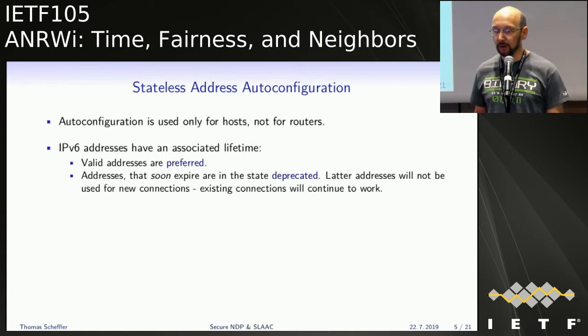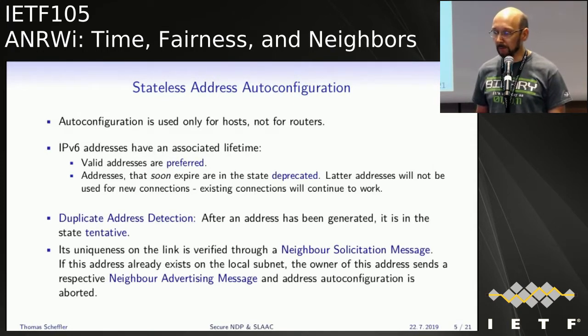So how does this actually work? IPv6 addresses now have something called a lifetime, which may surprise people: you have tentative addresses, preferred addresses, and expired addresses. When you generate a new address, you set it into the tentative state, and you need to make sure through duplicate address detection that this address is unique on the network and you can actually use it.